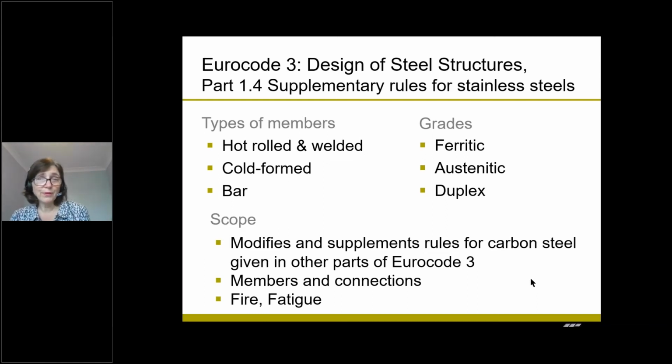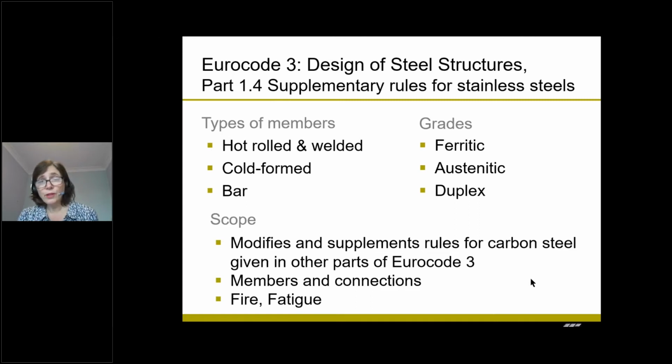Structural performance of stainless steel is very similar to carbon steel, and it's just some cases where you need to modify coefficients or put in an additional rule because of the high ductility of stainless steel. The Eurocode, its scope, not only does it cover member design, it also covers connections, and there is detailed fire resistance design given in another part of Eurocode 3 covering stainless steel in an annex.